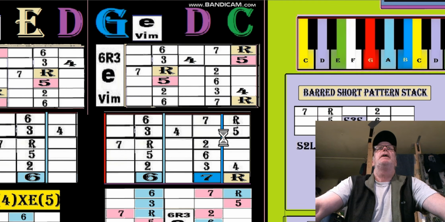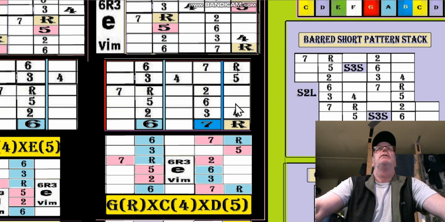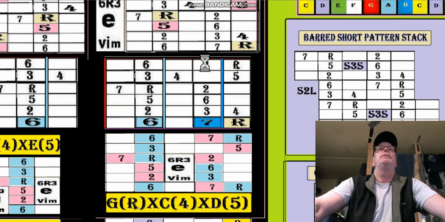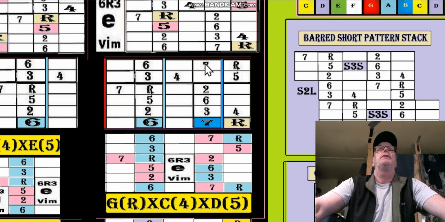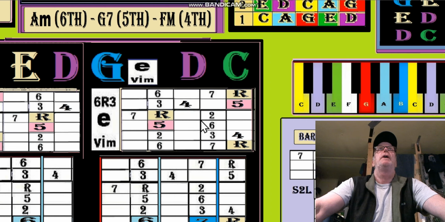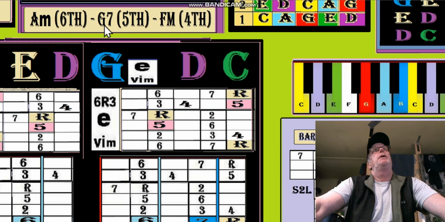Looking down here, we have some more information down here. This is the A minor arpeggio here, and here is the G. And remember, G is our root. G is our root in this progression, starting from A minor to G to F. All right, so the A minor would be the G is the root.